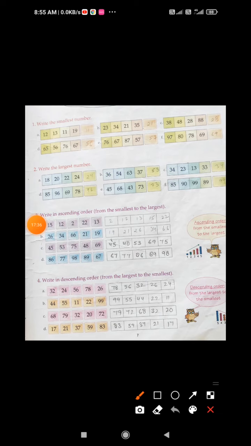Now question number 3, you have to write here in ascending order, means you have to write from smallest to largest, सबसे छोटे नंबर से बड़े नंबर तक लिखना है आपको यहाँ, and here you will get a few digits: 15, 12, 2, 22, 13. Now arrange in ascending order. First you write 2, then 12, then 13, then 15, then 22.